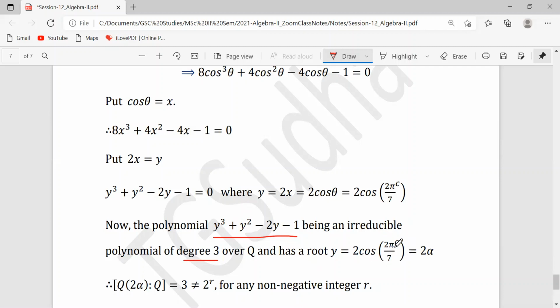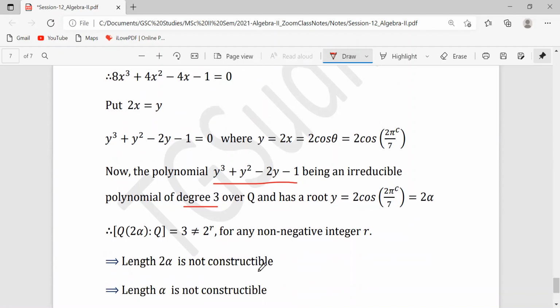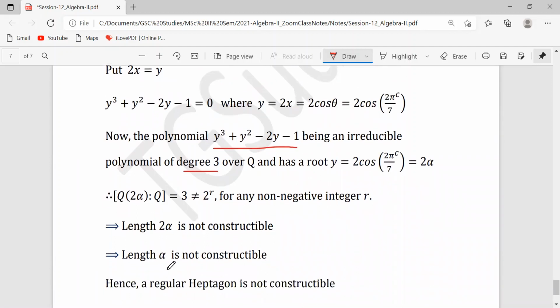Let us take cos 2 pi by 7 as alpha. So we get y equal to 2 alpha. Let us adjoin this 2 alpha to Q and we get Q of 2 alpha, and this over Q has degree equal to 3 because this 2 alpha, equal to y, satisfies a cubic polynomial over Q. And this 3 cannot be written as any power of 2. Therefore, 2 alpha is not constructible. And from there we can say alpha is not constructible.